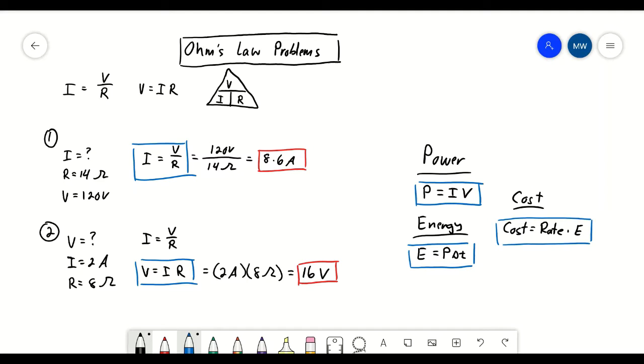These each have 3 variables, and you can also use the triangle trick for these. We should be getting pretty good at that triangle trick by now. So those are the Ohm's Law problems, and a little bit of a preview for electric power, energy, and costs. And I will see you in class.